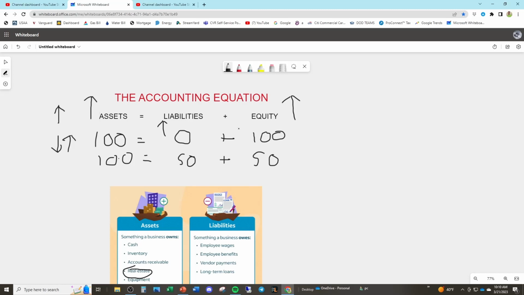That's the accounting equation. At the end of the day, everything has to balance. And you'll notice if you actually look at a balance sheet, you will see that they have assets, liabilities, and equity.